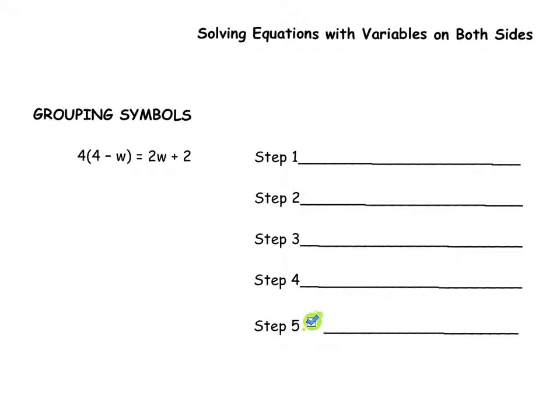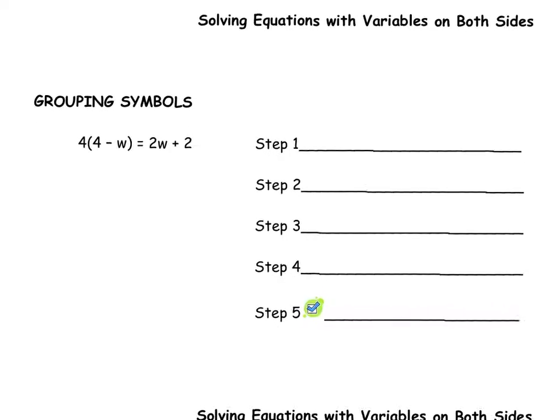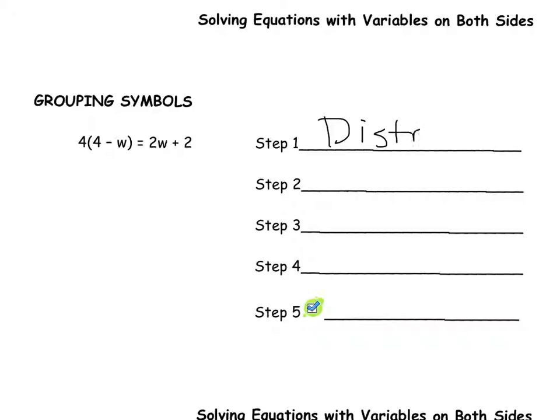Today we're going to be solving equations with variables on both sides. However, we've got grouping symbols, and when we see grouping symbols, particularly with a number on the outside of the parentheses, you probably already know that we need to use the distributive property first. So we're going to do 4 times 4 to get 16, and we'll do 4 times negative w to get negative 4w. And then we'll write the rest of our equation.